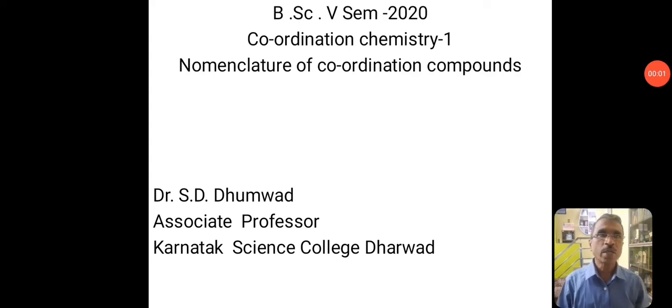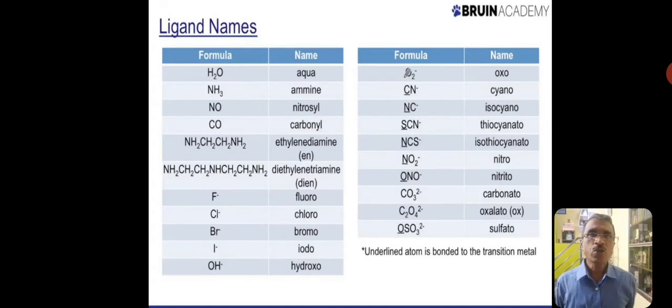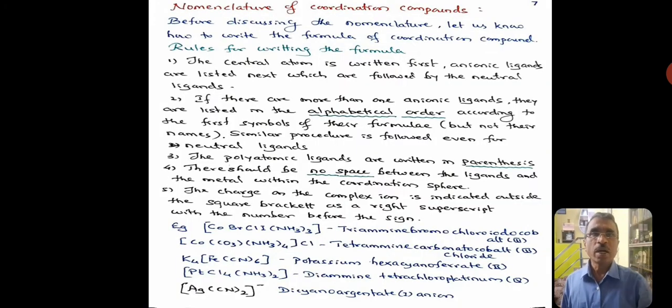Yes, dear students, let us study today about the nomenclature of coordination compounds. In the last class, we also studied the list of ligands and their names. The ligands are classified as negatively charged, neutral molecules, and also positively charged. Now, to know about the nomenclature of coordination compounds, you should know how to name simple compounds.